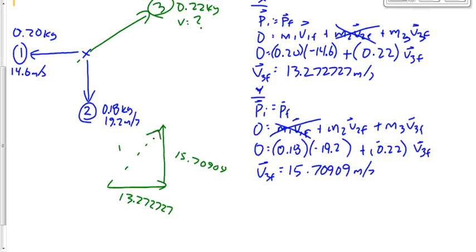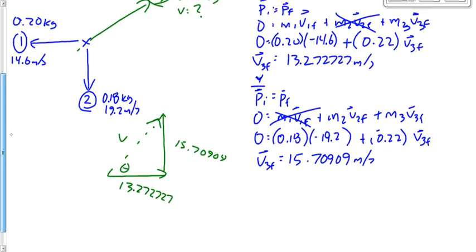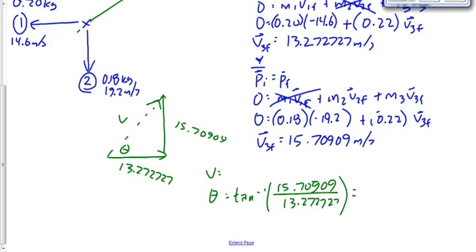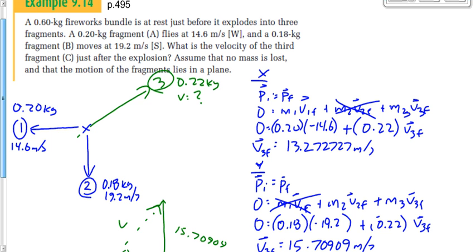Could solve for V, solve for theta. V is the square root of 15 squared plus 13 squared, and theta is the inverse tan of opposite over adjacent. Solve for V, Sam, we get 20.57. We're going to round that to 21 meters per second. Should be 2 digits, yep.